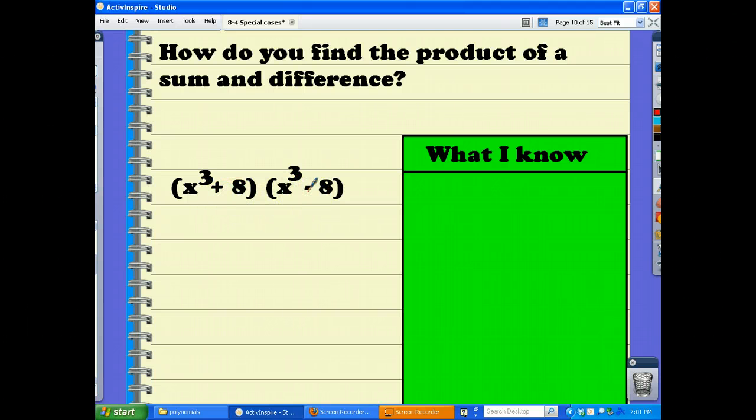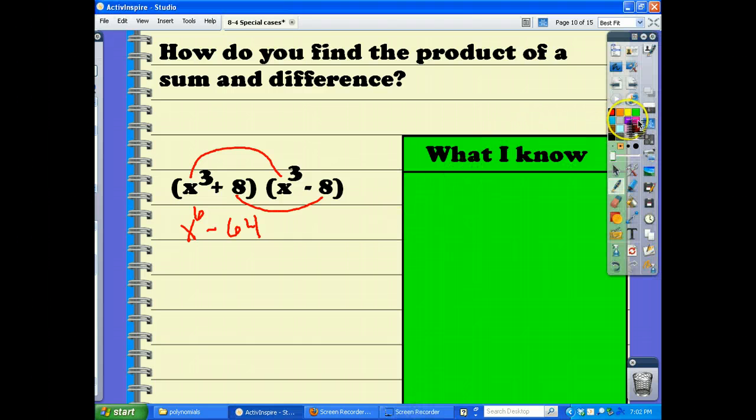x cubed plus 8 times x cubed minus 8. Now this one, it's so easy to overthink, but if I just know my rules with exponents, not a problem. I'm multiplying. So if I multiply x cubed times x cubed, then I know that I'm going to just add my exponents. x to the 6th power, and then I have a positive 8 and a negative 8. When I multiply those together, I get x to the 6th minus 64.